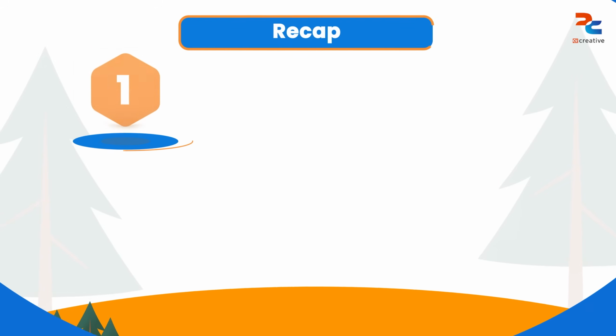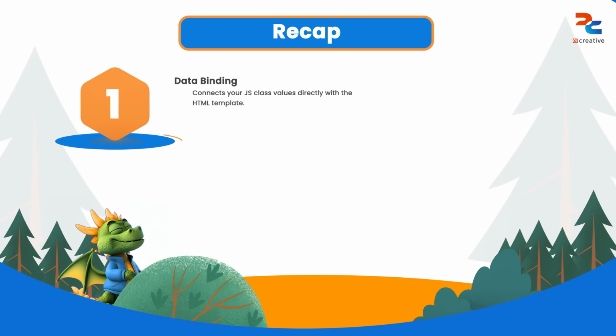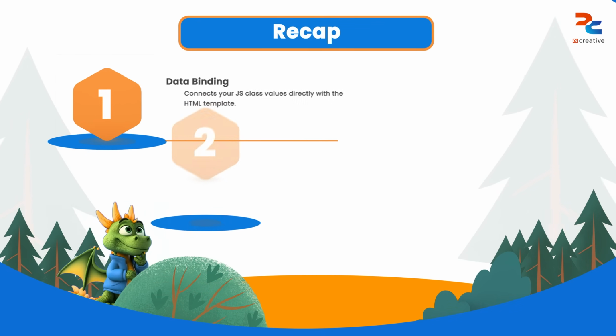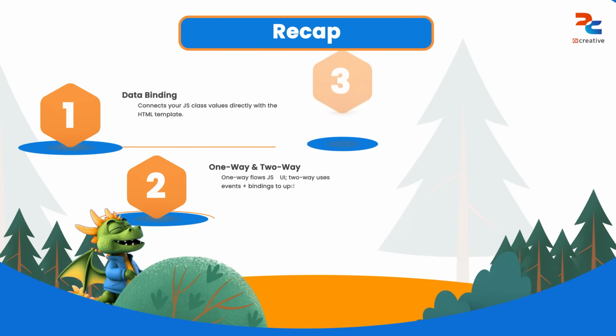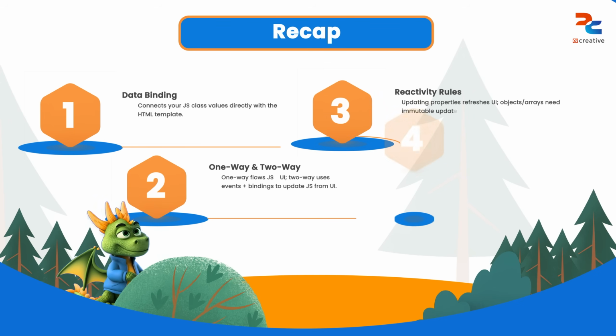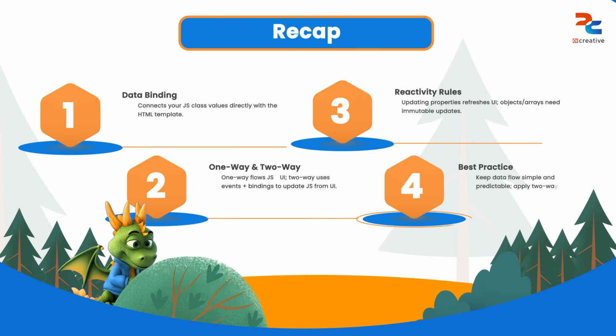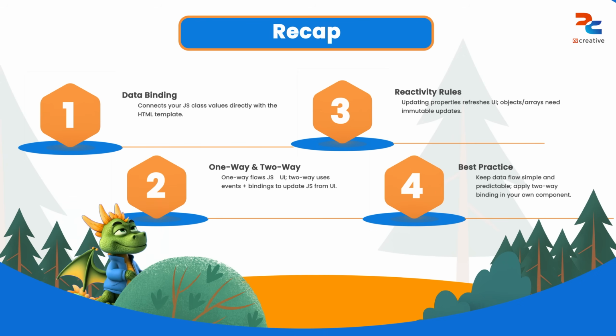Now let's summarize the key takeaways. Data binding connects your JavaScript class and your HTML template. One-way binding is the most common. Data flows from JavaScript to the UI. Two-way style binding is when you want UI changes to update the JavaScript properties. You use the event handlers plus property binding, which will give you the two-way style binding. As for a best practice, keep the data flow clear, simple, and predictable.